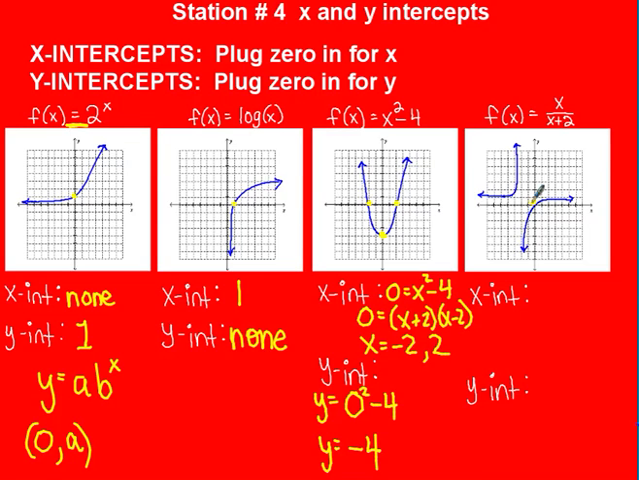It looks to me like right here, we've got an asymptote. So you can kind of tell along this line.